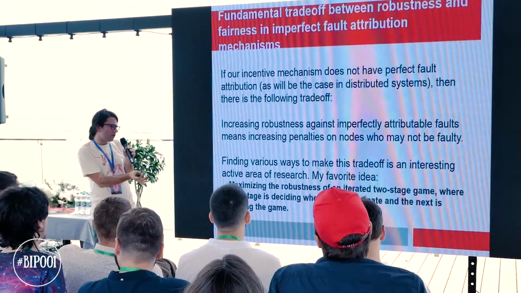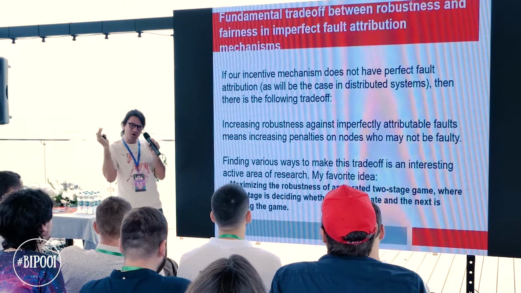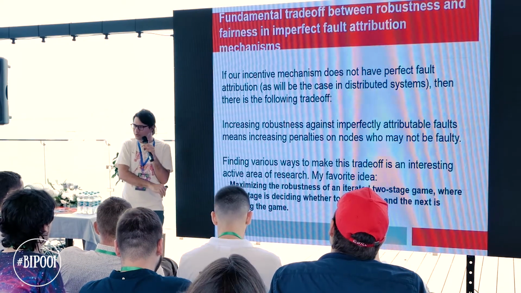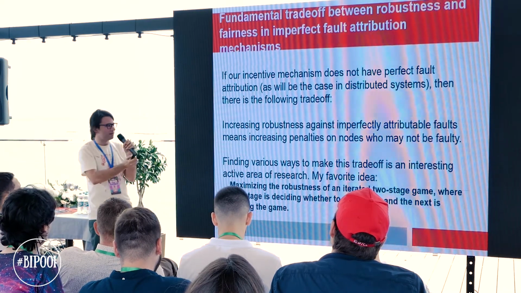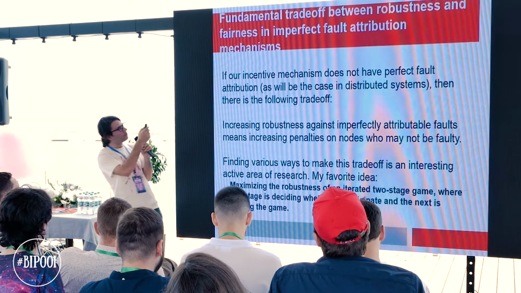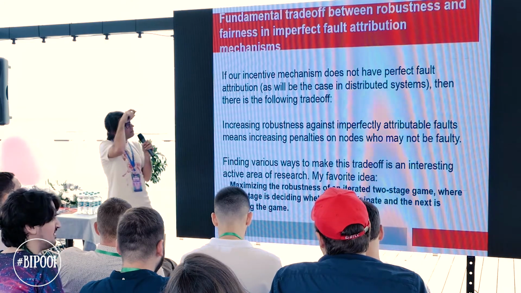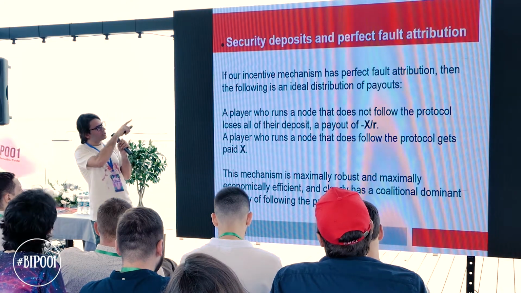if we know exactly who followed the protocol and who didn't, then we can totally remove all of the money from people who didn't, and give the minimal reward to people who did, and that's the best that could ever be done. And so that's cool, but that's perfect fault attribution, so what about imperfect fault attribution?